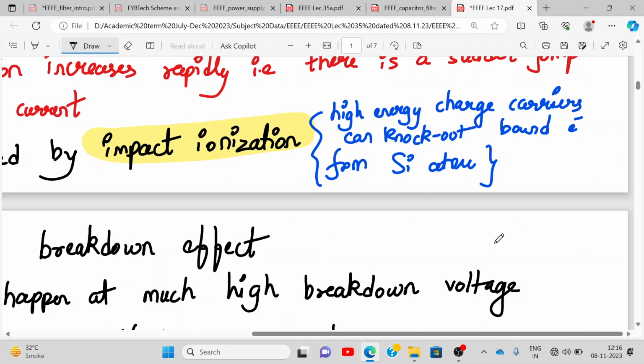Have you heard of this term before? What does impact ionization mean? High energy charge carriers can knock out bond electrons from silicon. See, how much energy is needed to knock out a bond electron from silicon?